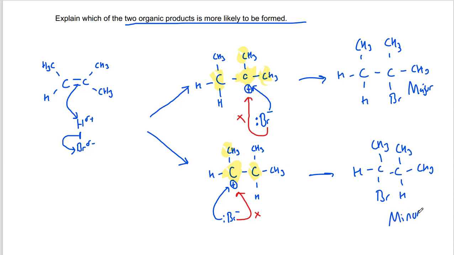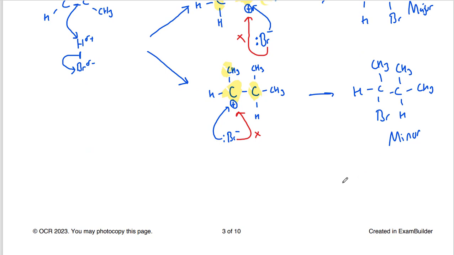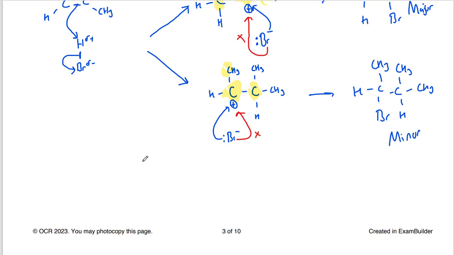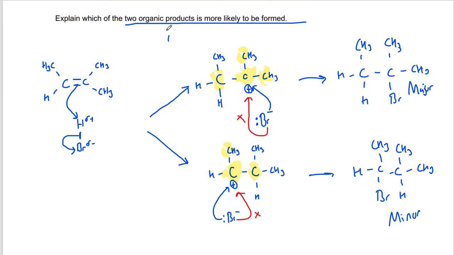And all you've got to do, essentially, is explain this in words, because there are lines to explain this underneath. You need to say that the intermediate, so this one at the top, has the more stable carbocation. It's the tertiary carbocation.